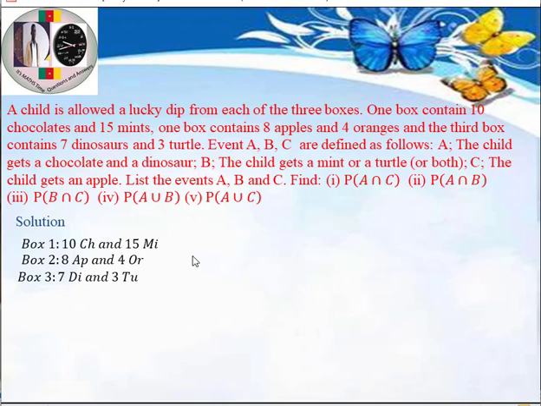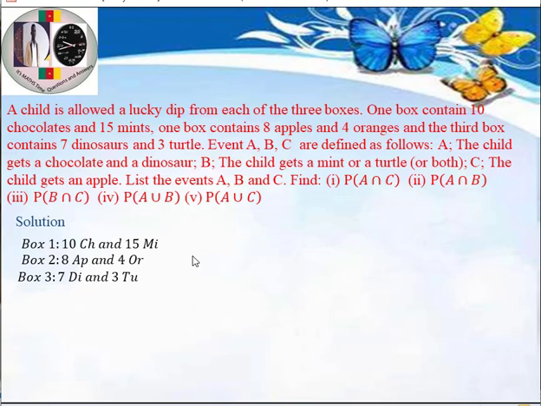Now, before we get into the probability of selecting either a chocolate, a mint, apple, orange, dinosaur, or turtle, the first choice that the child has to make is to choose which box to select an item from. So we need to first of all get the probability of selecting either box 1, box 2, or box 3. Then he can start selecting an item.